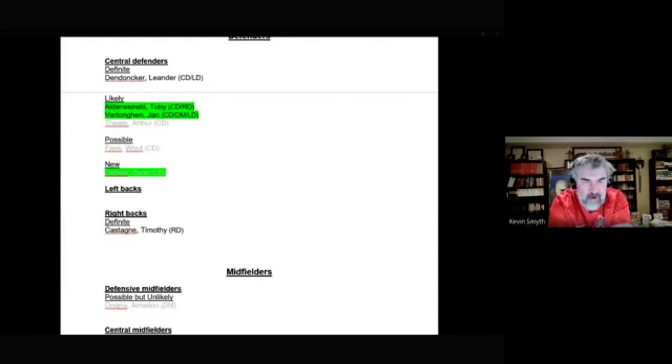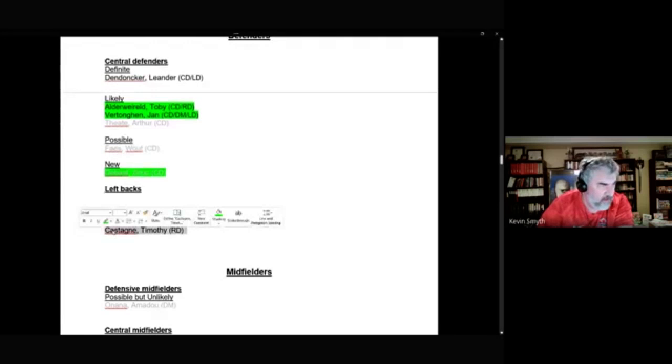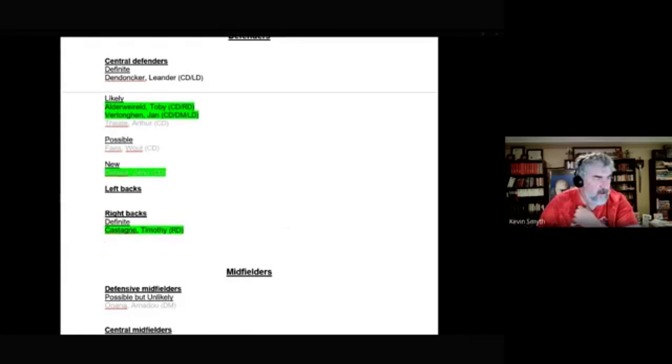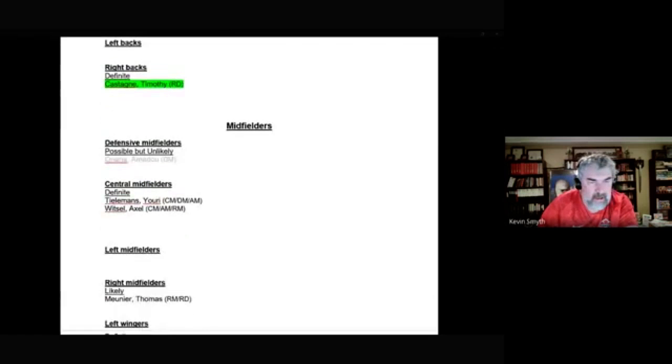Amongst left backs, we have no candidates, but among right backs, we had pegged Castagne as a starter, although there is no right back position, so we saw him starting as a winger. We thought he might also act as a backup defender, although they do have plenty of players there in the defensive end. Anyway, Timothy Castagne, we think he's going to be a starter.